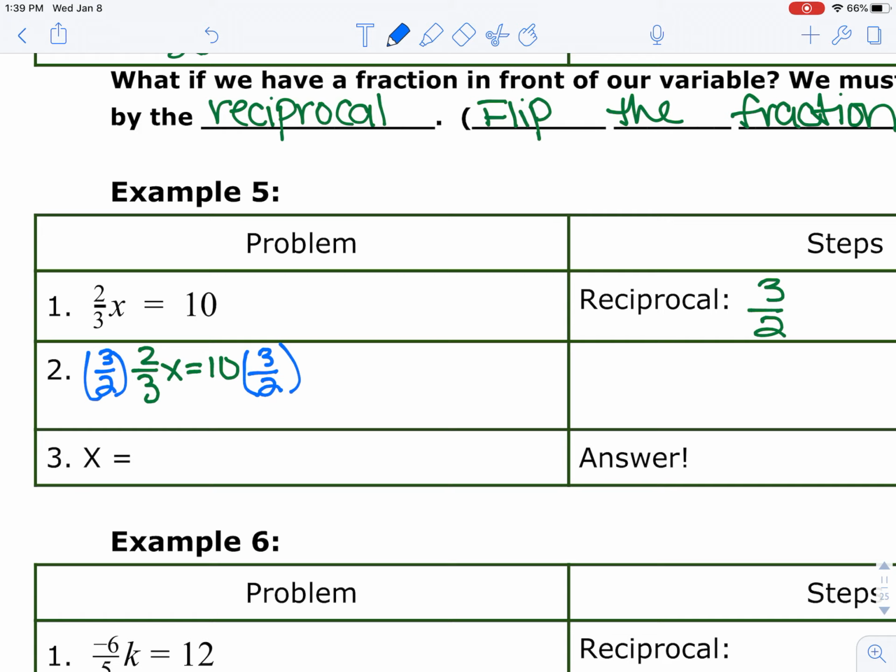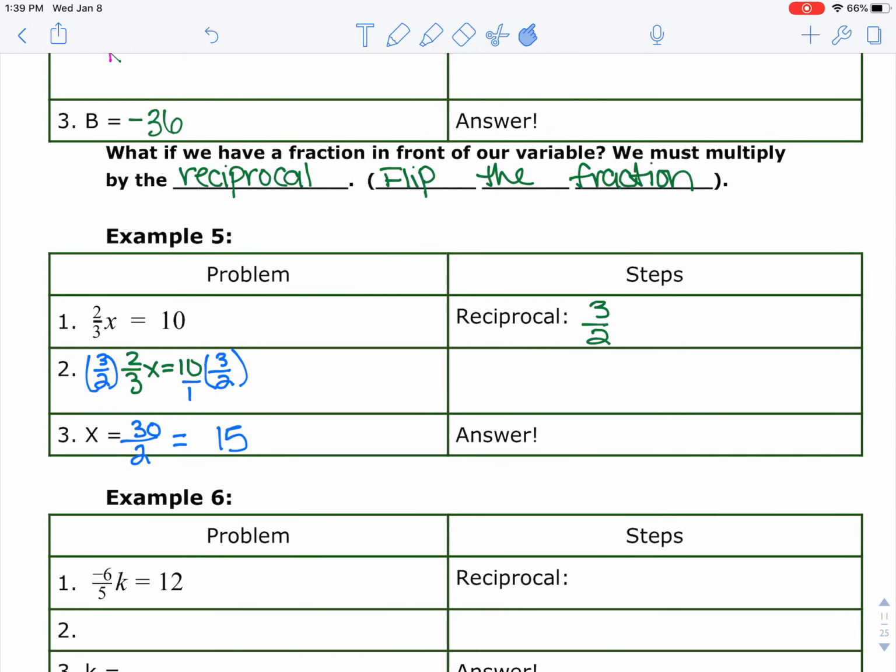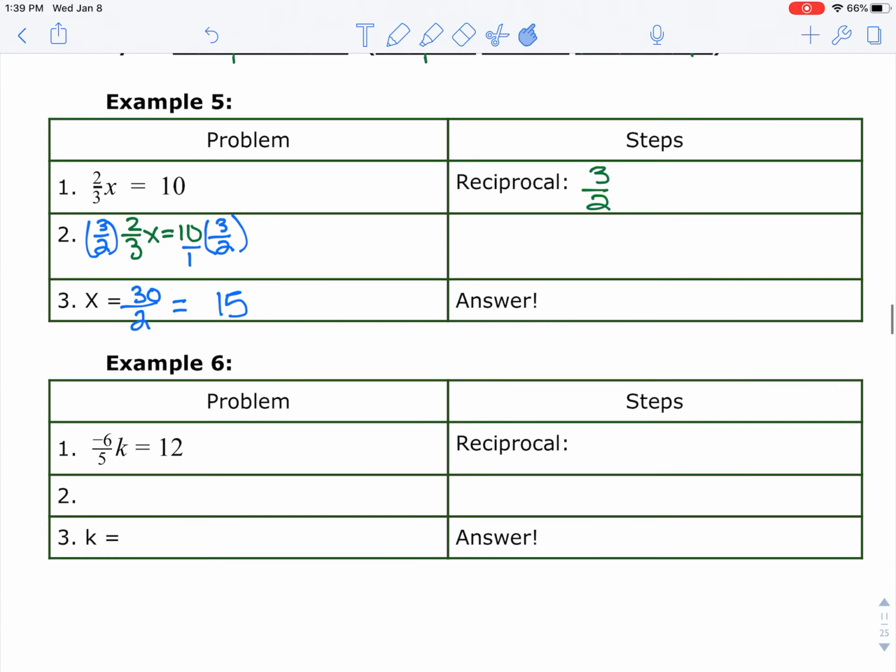And then I have to do the same thing on the other side. 10 times 3 gives me 30. This 10 has a denominator of 1 if it's not there. 1 times 2 is 2. 30 divided by 2 can simplify down. It would be 15. So x equals 15 in this case.